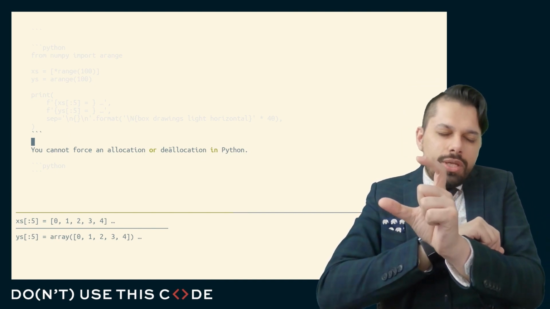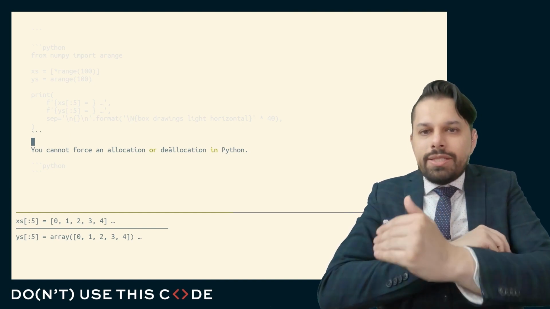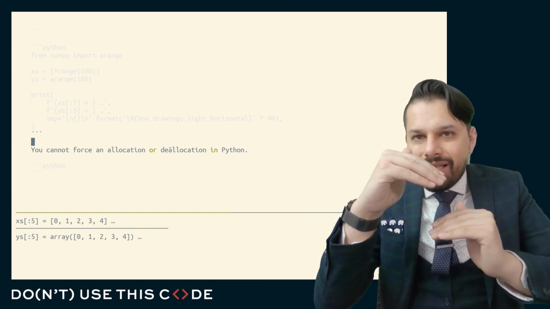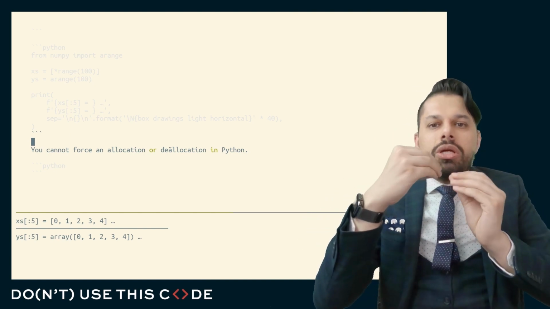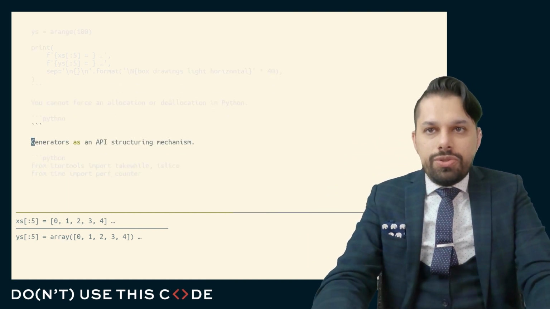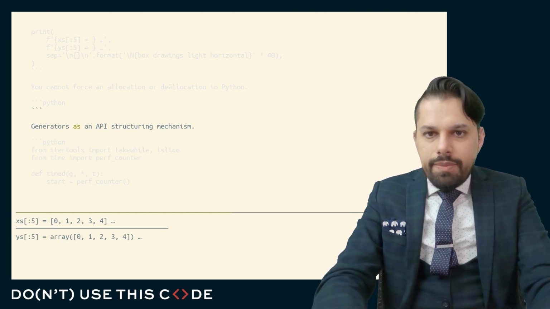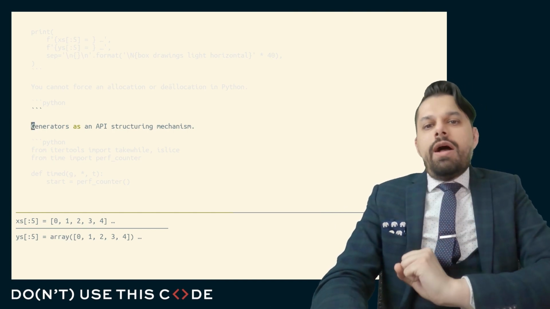Maybe Python gave you something as an intermediary, like a pandas range index, that doesn't really represent the allocated data, but represents something between you and the allocated data. So you can't really force allocation or deallocation in Python. You do not have fine-grained control over memory use, in the same way that you might have fine-grained control over CPU use. So what you can think is that generators are an API structuring mechanism that allow you to try to retain a little bit of that control.